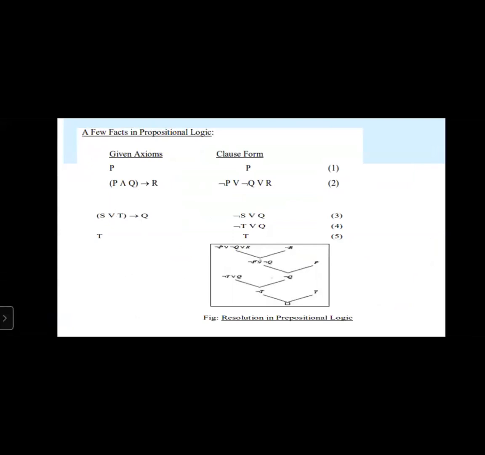A few facts in propositional logic. Given axioms: P; clause form P and Q implies R, not P or not Q; S or T implies Q, not S or Q, not T or Q. This is a relation in propositional logic.